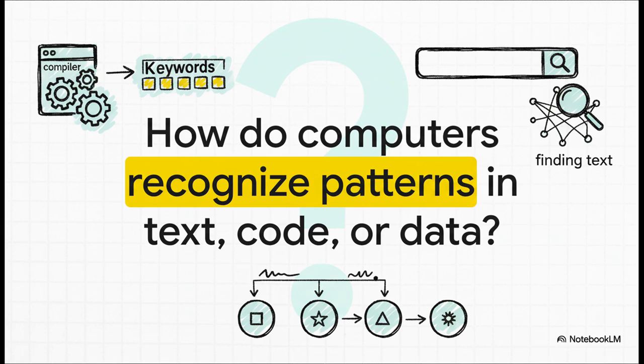You know how a compiler can spot keywords in your code, or how a search engine instantly finds text in a huge document? How do machines actually do that? How do they understand patterns? Well, the answer lies in something called Automata Theory.